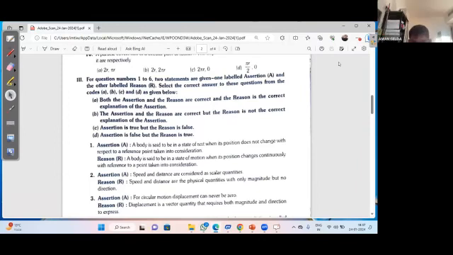Sir, is it B? Okay, see, I'm saying, is assertion correct or not? Sir, assertion is correct. Okay, assertion is correct that a body is said to be in the state of rest. Now, the second point, a body is said to be in the state of motion when its position changes continuously with reference to a point taken into consideration. So assertion is correct, reason is also correct, and it is the correct explanation also. So it shall be the option A. It is explaining the assertion. So hence the correct option should be A and not B.